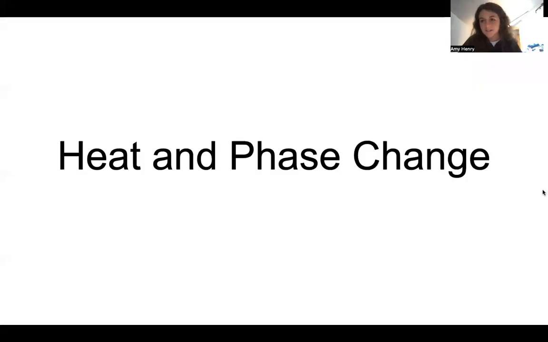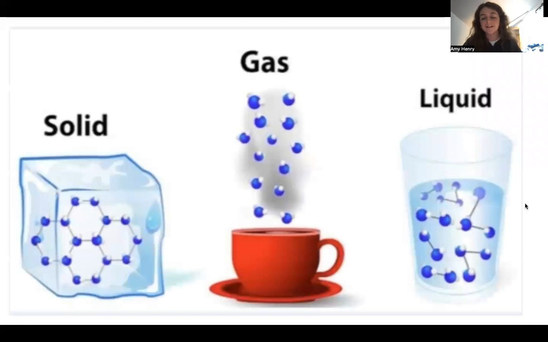Hey guys, so we are going to be talking about heat and phase change today. So beginning it, there is something called matter, and there's three states of matter. So the three states of matter are solid, liquid, and gas.